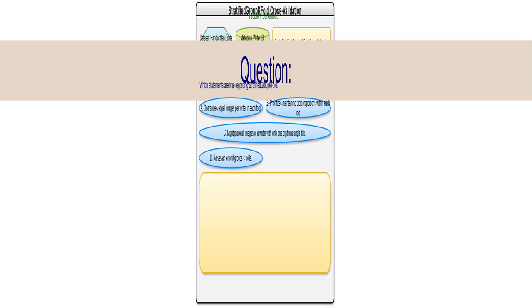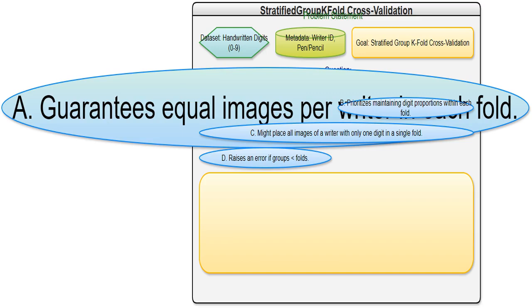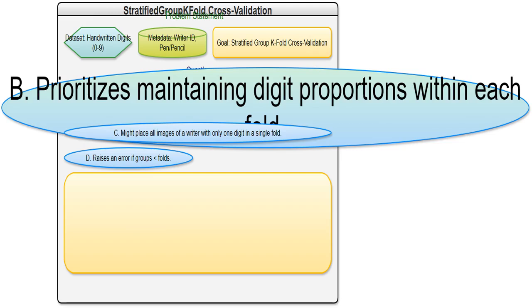Based on the way I will be performing this StratifiedGroupKFold cross-validation, I need to determine which statements about this type of cross-validation are correct. This is the main question I will answer by evaluating the truthfulness of the following statements. This statement claims that my special method ensures each fold has the same number of images from each writer. I'll be looking at whether that's true or false. This statement claims that my method is designed to primarily ensure each fold has a similar proportion of each digit, 0 to 9. I'll be evaluating whether this is a primary characteristic of the method.